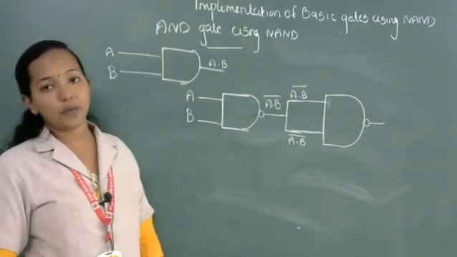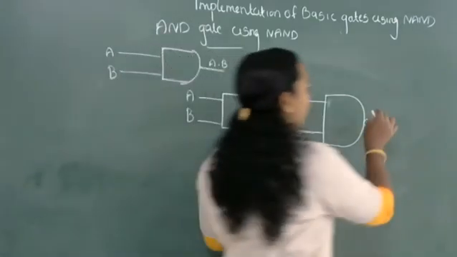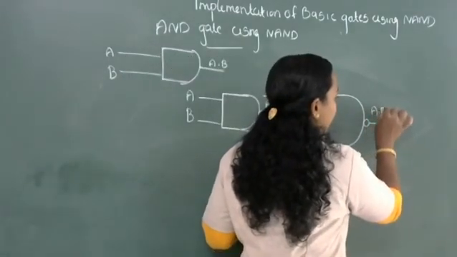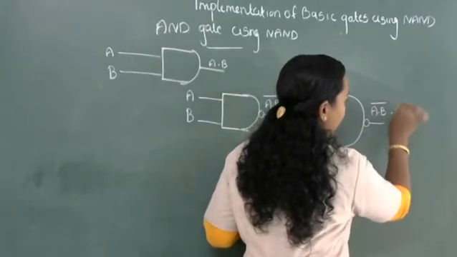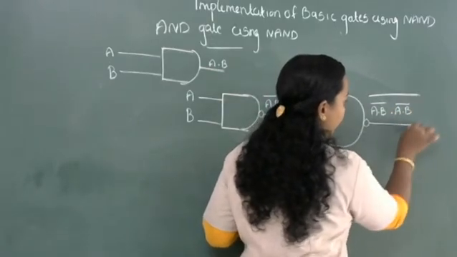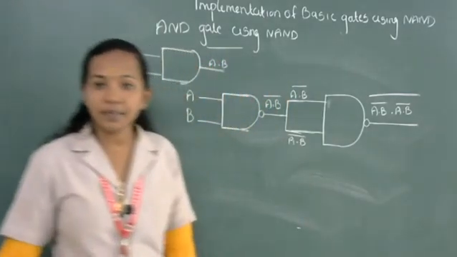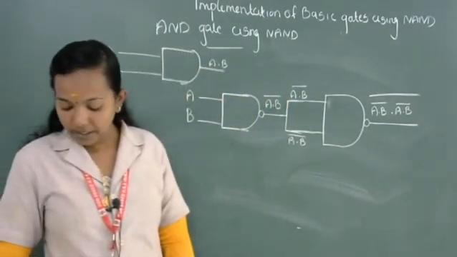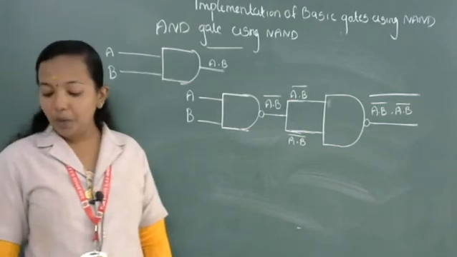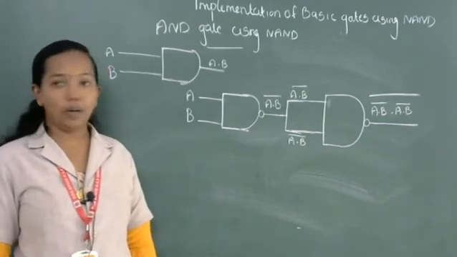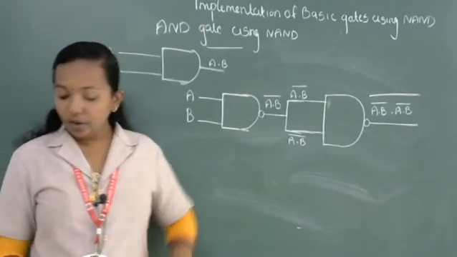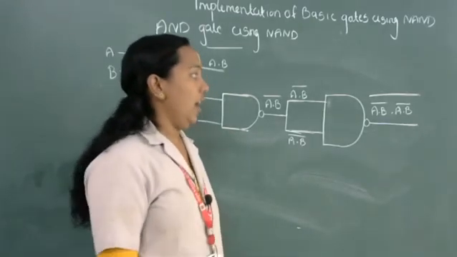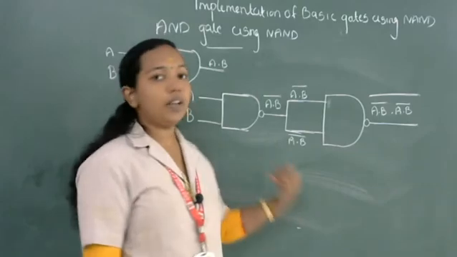What will be the output? A dot B complement dot A dot B complement, all complement. What will be the answer? A dot B all complement dot A dot B all complement, all complement. Okay, this will be the answer, no? Then, according to this, we can write A dot B all complement dot A dot B all complement.